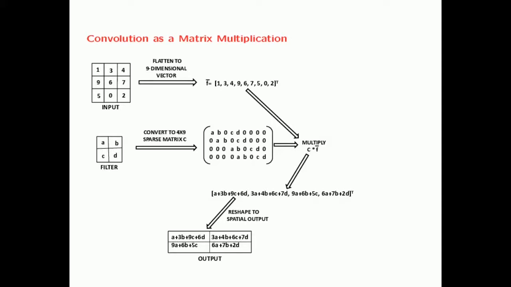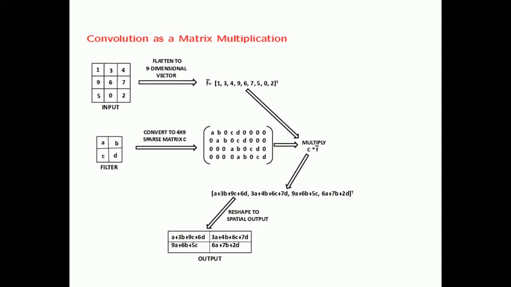Now, this filter can be aligned at 4 possible places on this 3x3 input, because if you use a stride of 1 and let's say you're not using padding, there are 4 possible places you can align this filter with the input. So you're going to create a matrix which has 4 rows correspondingly, and it has 9 columns. Why 9? Because the input has 9 elements. So you are going to create a 4x9 sparse matrix C.